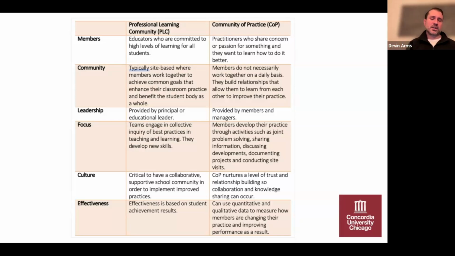And then the effectiveness of the group in a PLC, again, usually looking at student data to judge the results and the effectiveness of the PLC and whether or not it's moved the needle in the right direction. Whereas in a community of practice, measuring isn't as objective. So there might be some quantitative components, qualitative components, just to measure how members are changing their practice, which may then ultimately improve student performance as well.